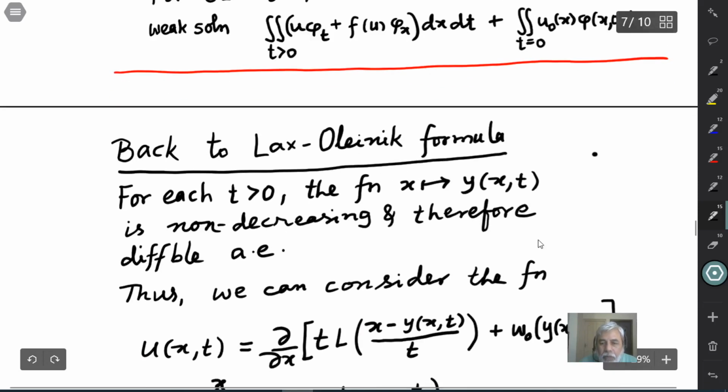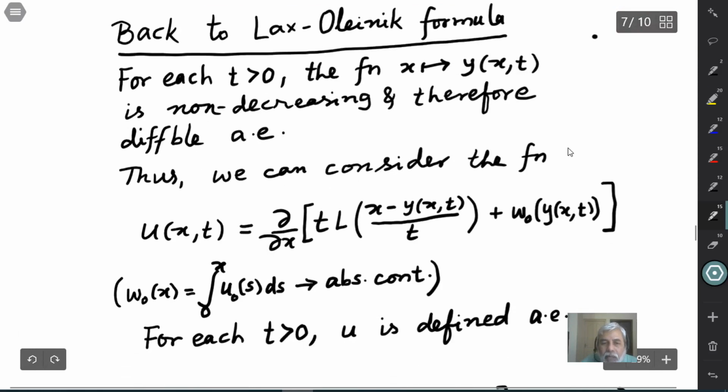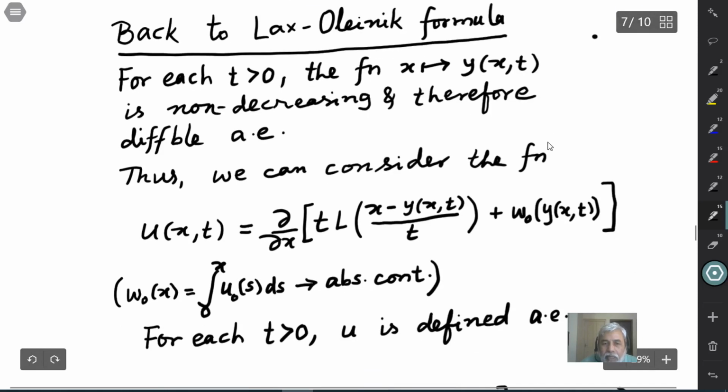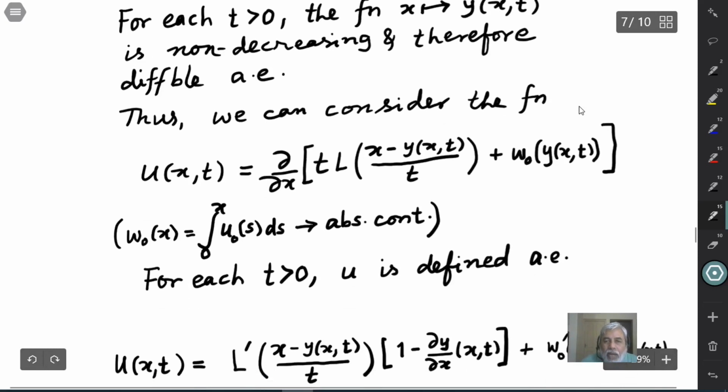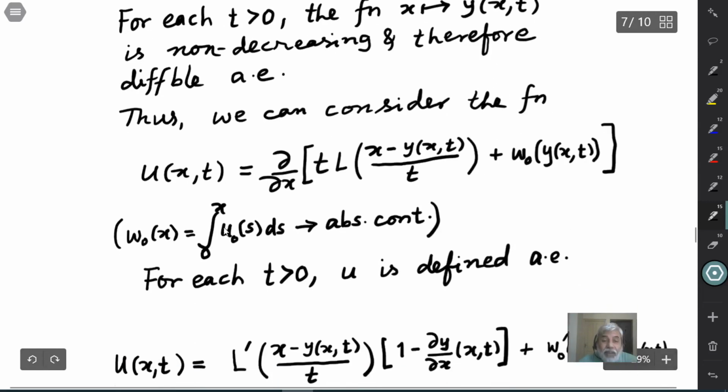Okay, so this important ingredient y(x,t), which is the minimizer in the Hopf-Lax formula. We showed that this function x going to y(x,t) is a non-decreasing function, and hence by Lebesgue's theorem it is differentiable almost everywhere. So at those points of differentiability of this function, we can define u(x,t) equal to d/dx of t L((x - y(x,t))/t).